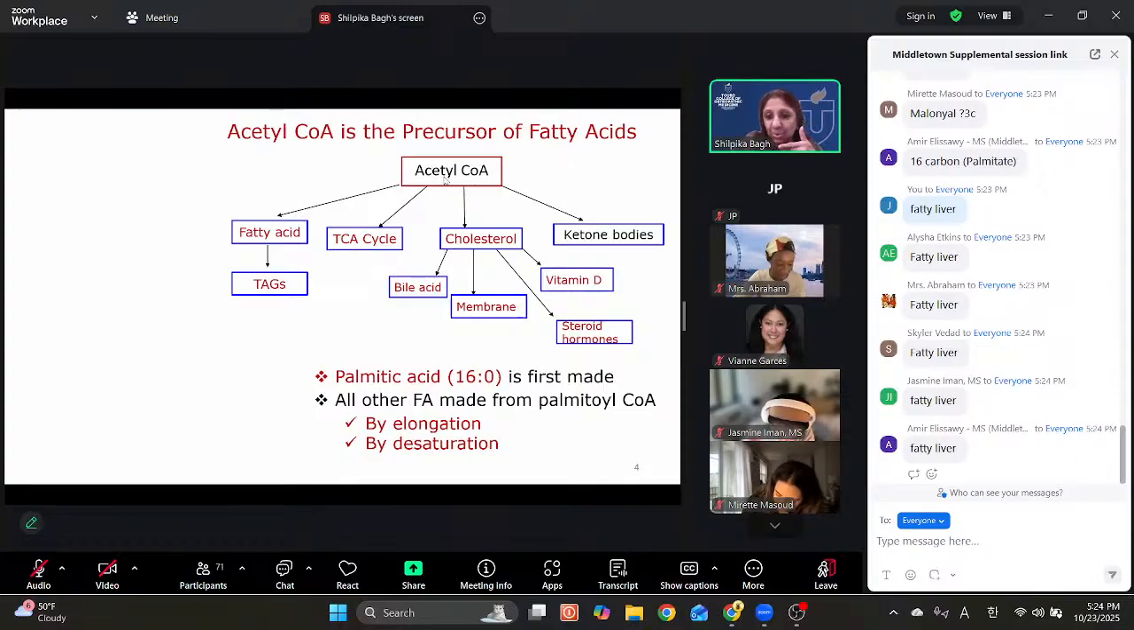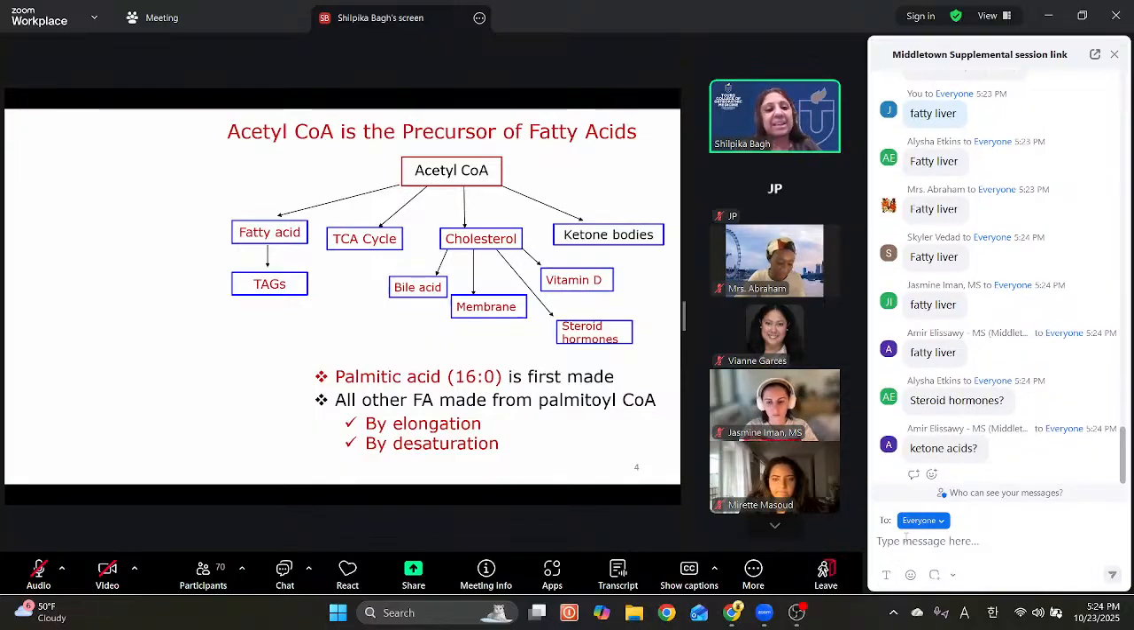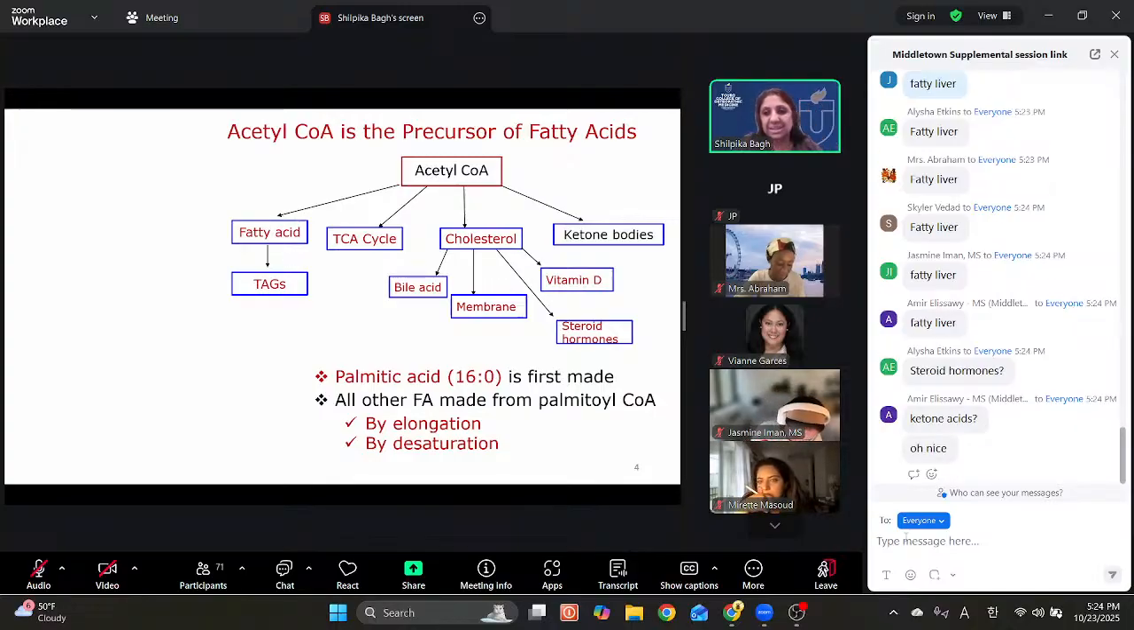So yes, acetyl-CoA is the starting molecule, but it's not just the starting molecule for fatty acid, it's also for cholesterol, and can you fill in the rest, because it's also in today's lecture. Steroid is not today's lecture, but that's a good answer. Ketone bodies. So acetyl-CoA is the starting molecule for fatty acid, cholesterol, as well as ketone bodies.